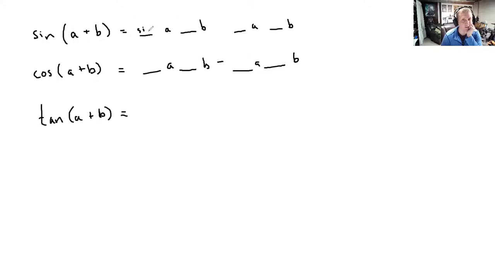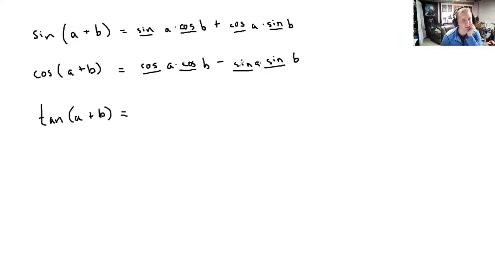So sine of A times cosine of B plus cosine of A times sine of B. So that was sine, cosine, cosine, sine. Cosine of A times cosine of B minus sine of A times sine of B.